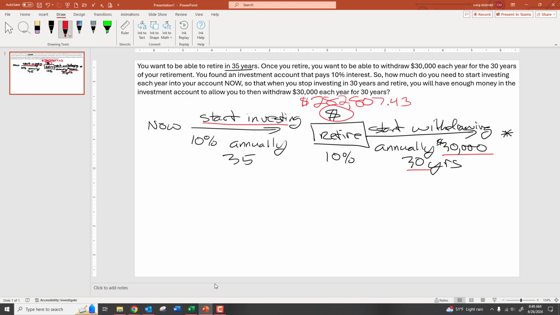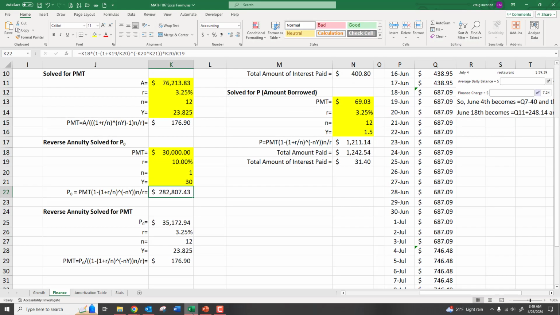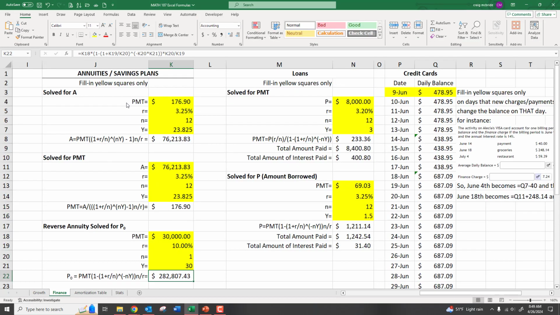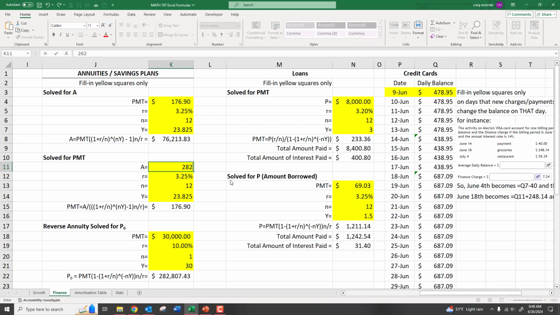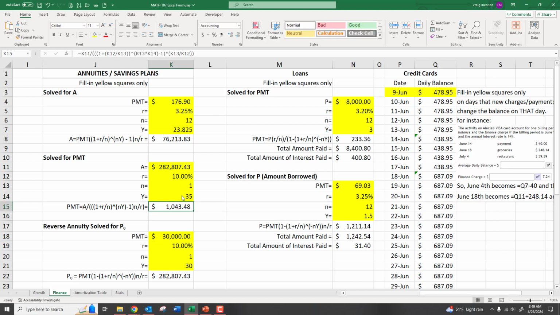And you go, okay, well, that's an annuity question, but that's a normal annuity question, and I need to know my payment. So that's where I have an annuity question that I need solved for payment. So up here, my regular annuity function that's solved for payment, this is where I put in how much money I need, right? The future value needs to be the $282,807.43 that I got from down here. My interest rate is still 10%. I'm still making yearly payments, so N is 1. And then I'm doing that for 35 years.